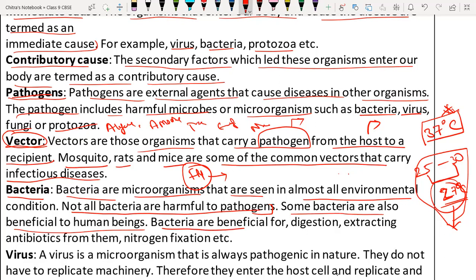Bacteria are beneficial for digestion and for extracting antibiotics. Extraction of antibiotic drugs is carried out by bacteria only. And nitrogen fixation in the case of leguminous plants, Rhizobium bacteria, is very important. They absorb the free nitrogen of the surroundings and convert it into nitrite and nitrate form, which can be easily utilized by the plant.